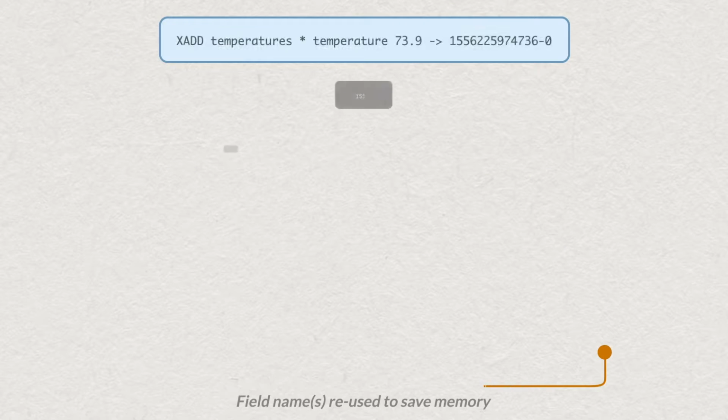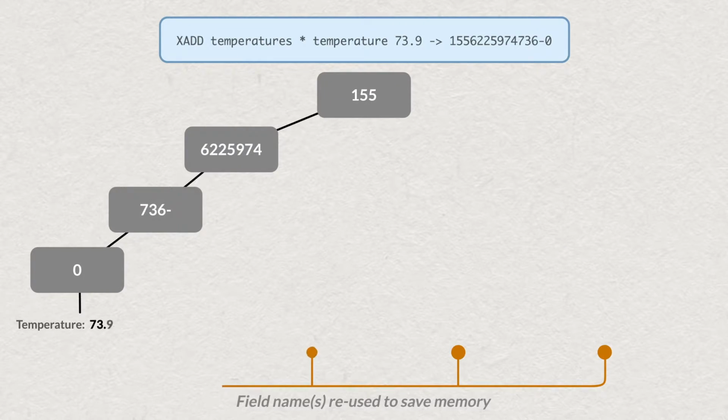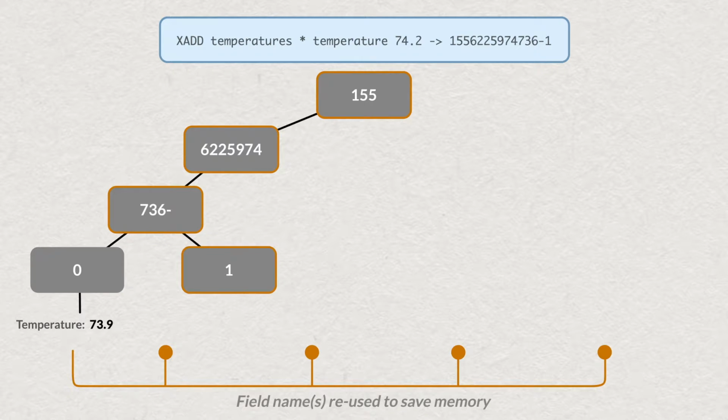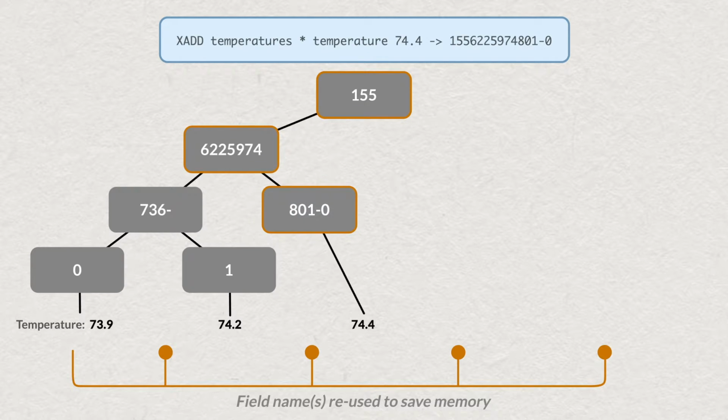For many use cases with large datasets, streams can require significantly less space than other Redis data structures. As we saw in the previous module, streams are implemented using a radix tree data structure, an extremely efficient way of storing key value data.